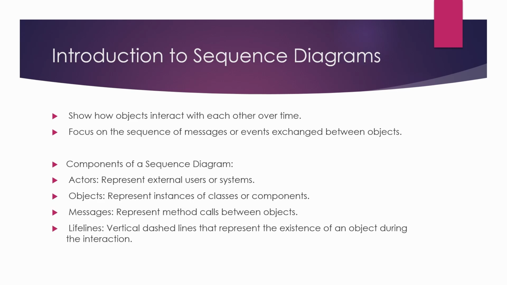Moving on to sequence diagrams, while class diagrams represent static structures, sequence diagrams focus on dynamic interactions between objects over time. They show how objects communicate with each other through a series of messages or events. Let's take a closer look at the components of a sequence diagram.